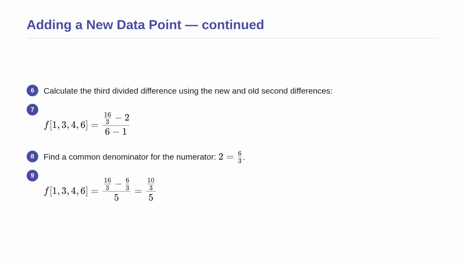Continuing our update, we now have enough information to calculate the third divided difference. We take our brand new second difference, 16 over 3, and subtract our previous second difference, which was 2. The denominator spans all the way from our very first point at x equals 1 to our newest point at x equals 6. To simplify the numerator, we convert the whole number 2 into the fraction 6 over 3. This makes the subtraction straightforward, leaving us with 10 over 3, all divided by a total distance of 5.